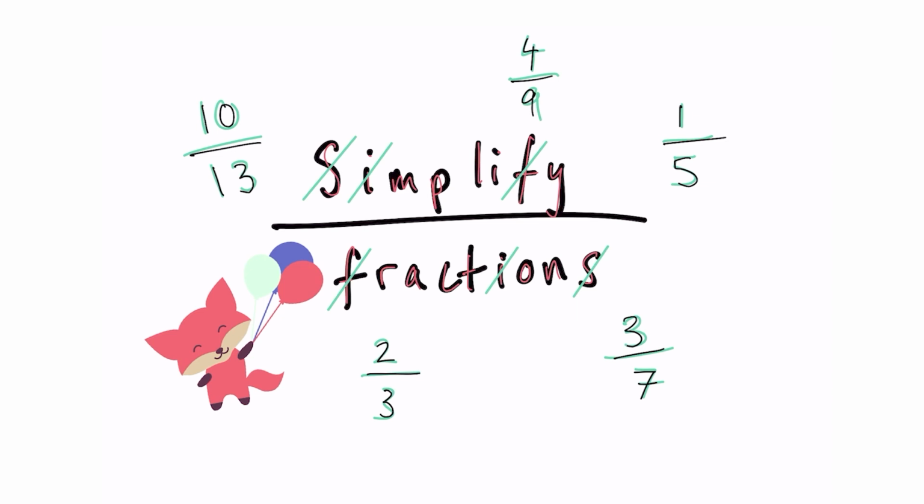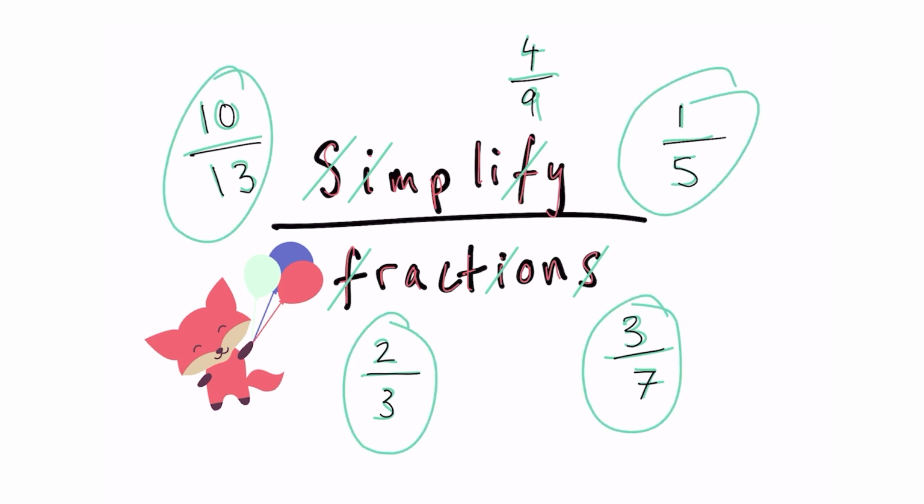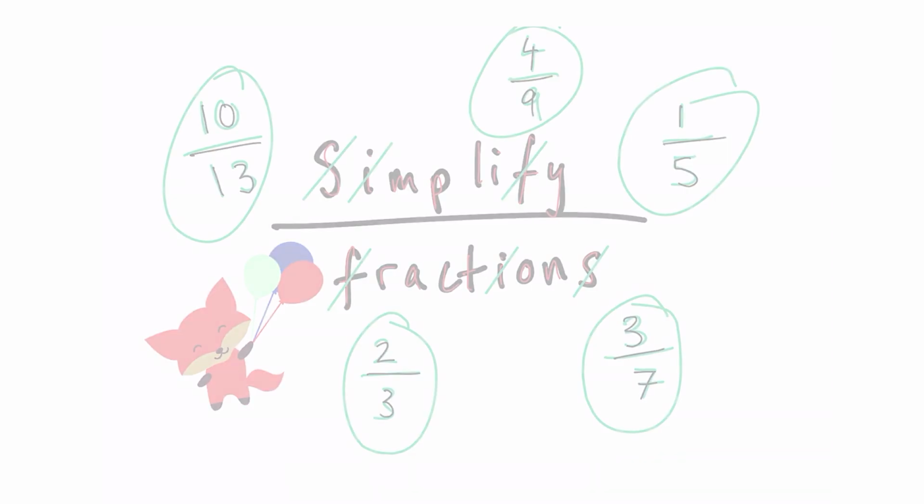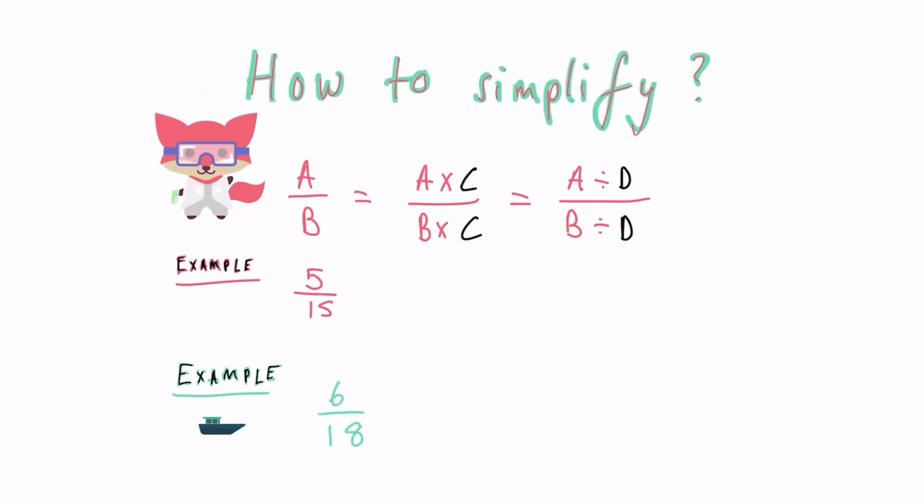We'll see how to reduce fractions to their lowest form, meaning that the numerator and the denominator have no useful factors in common. Any two whole numbers will have 1 as a common factor, but that doesn't help when simplifying. For example, the fractions presented here are all in their lowest form. Have a look at any of these and you'll notice that the numerator and the denominator have no common factor other than 1. So how do we simplify a fraction?